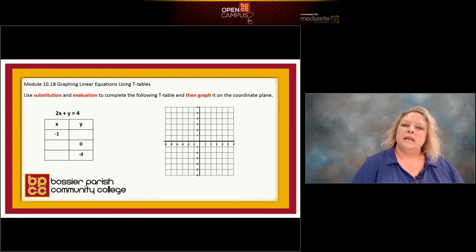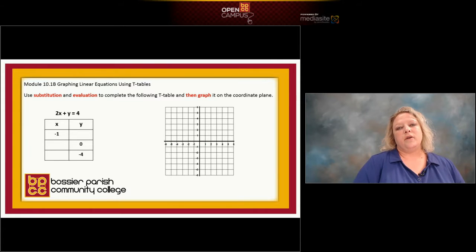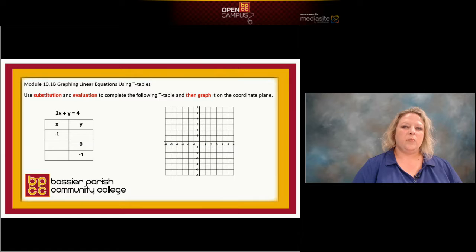Hi. In Module 10, we're going to talk about graphing. So previously, in the last set of videos, we talked about using what's called a t-table. We're going to do one more example of using a t-table, but before we do that, I just want you to look at the slide while I talk to you about it.